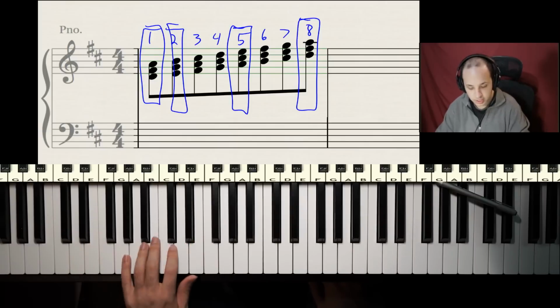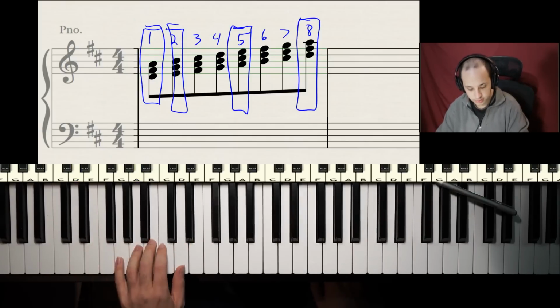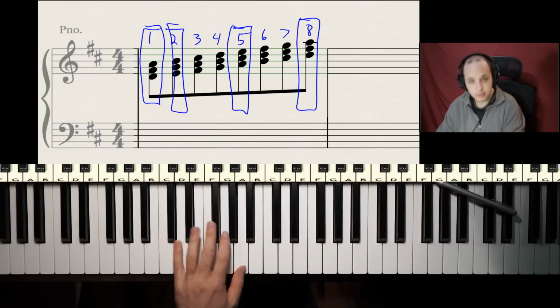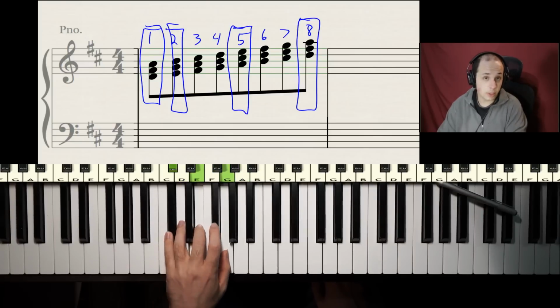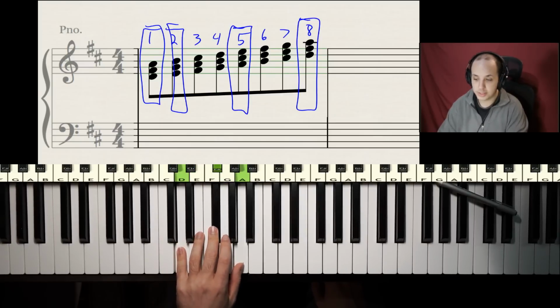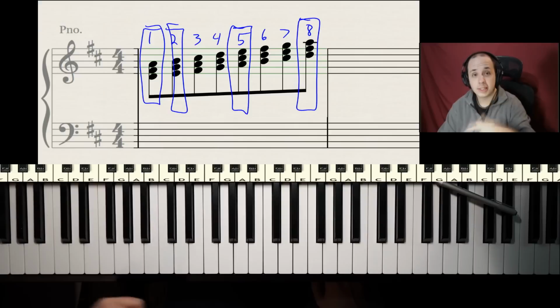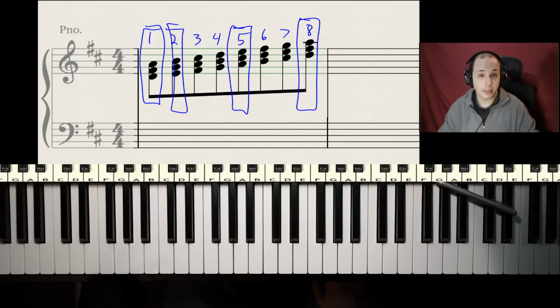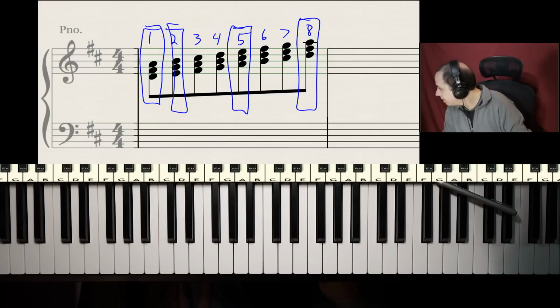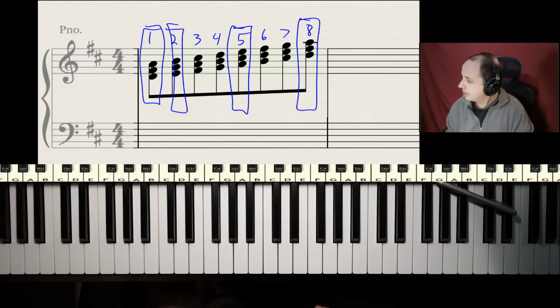That would be, let's see what key we're in. That one's a good one. 7-1 is always a good bet, because 7, the leading tone, leads you back to 1, or what we call the tonic. Very good.